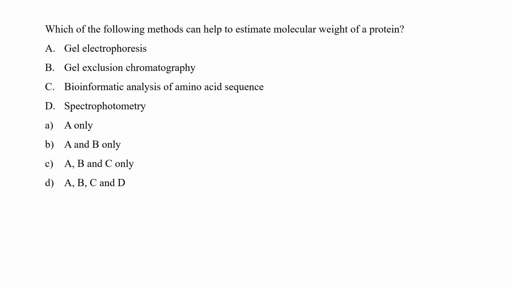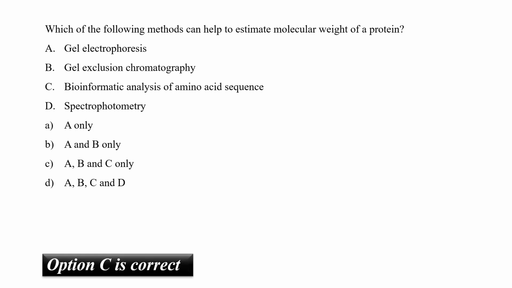The molecular weight of a protein can also be determined by knowing its sequence of amino acids. For any given protein, for example, we can roughly estimate the molecular weight by multiplying the average molecular weight of amino acids, that is 110 Dalton, with the total number of amino acids present in the protein. Thus, for example, if we need to calculate the molecular weight of a nonapeptide hormone, oxytocin, all we need to do is multiply 110 with 9 to get an approximate molecular weight of the hormone. The correct answer here is option number C, which refers to statement A, B, and C only.